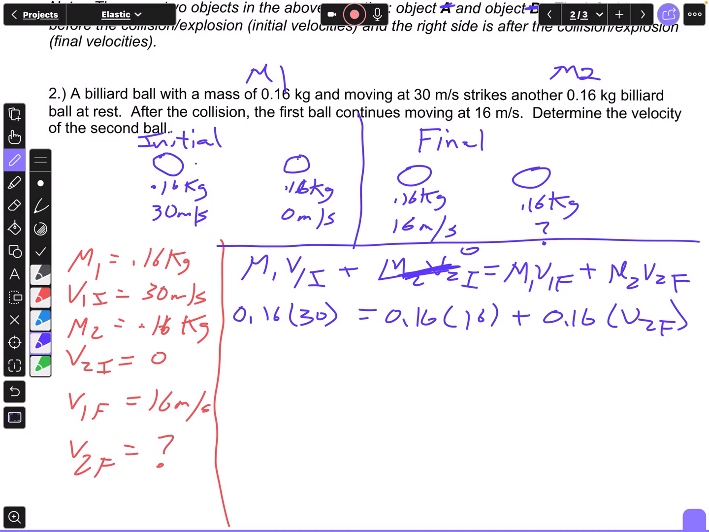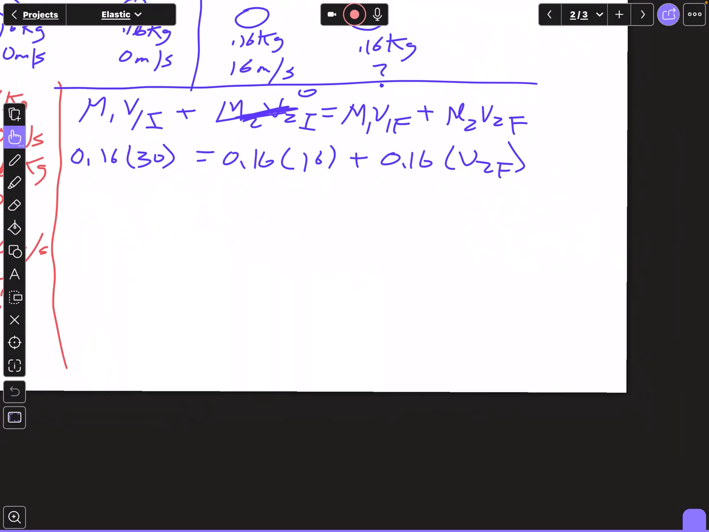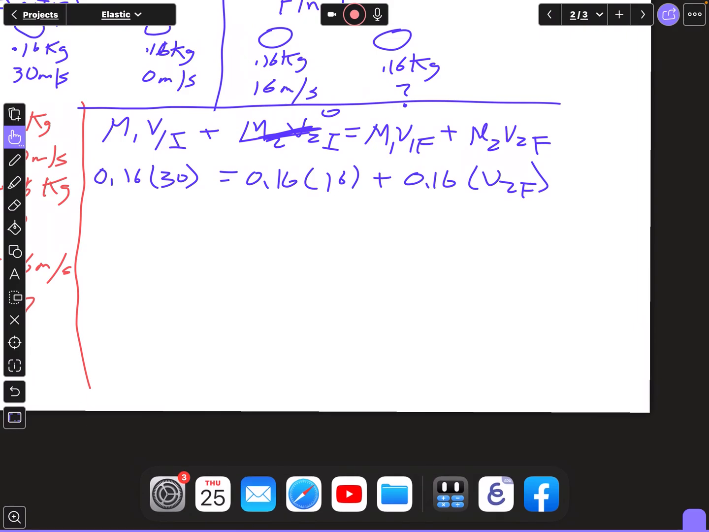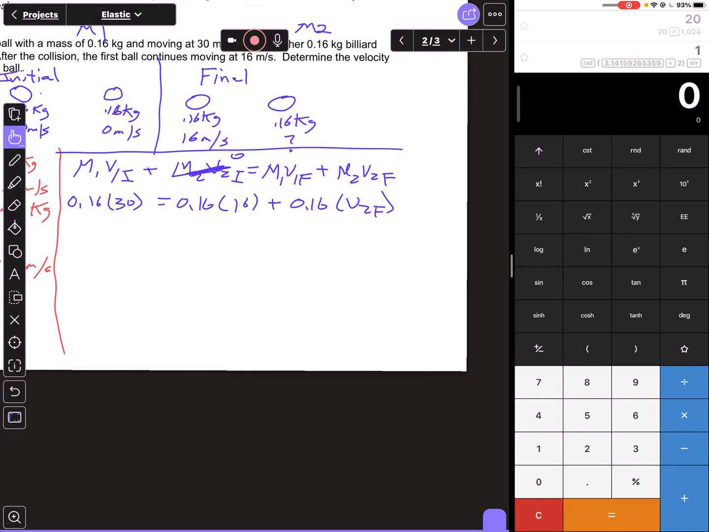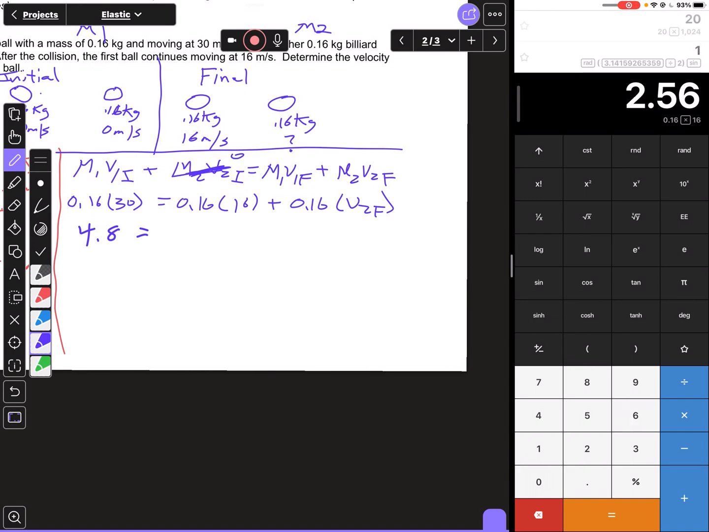Now I want to clean this up a little bit, make it a little bit easier to solve. Bring up my calculator. I'll take 0.16 times 30 equals 4.8, equals 0.16 times 16 is 2.56 plus 0.16 times V2F.